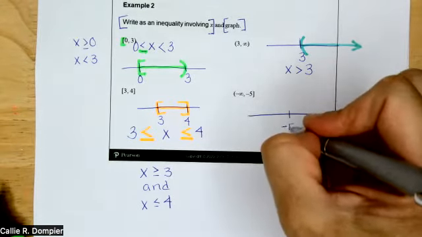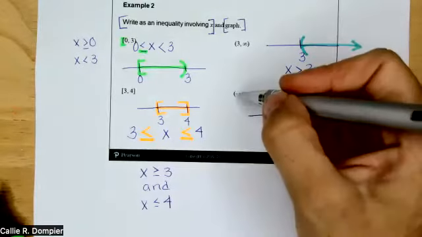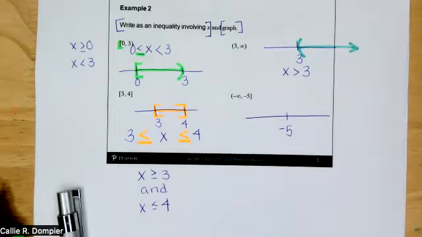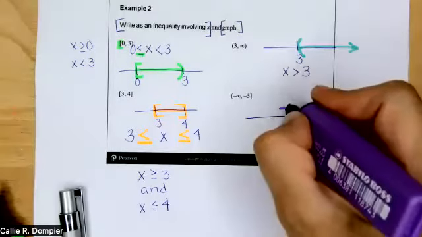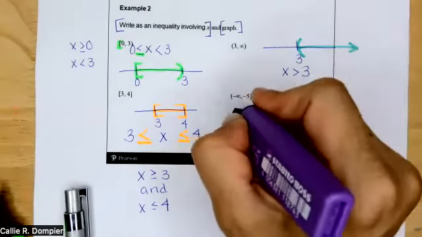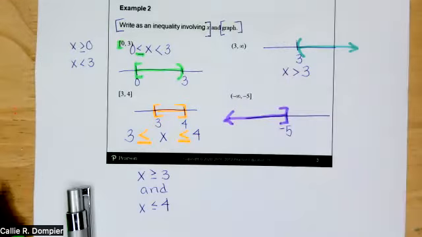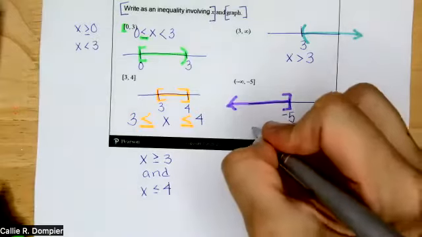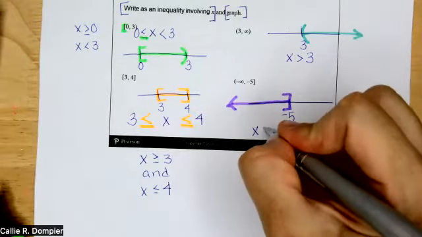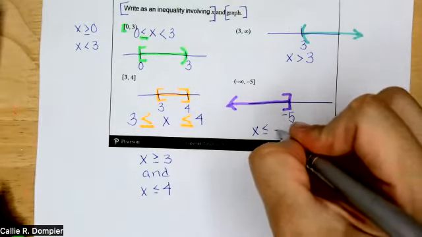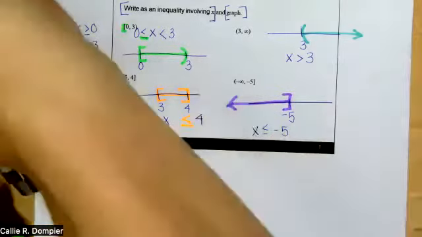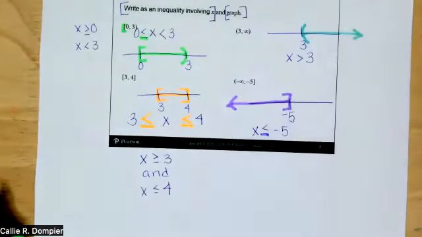Here we're at -5. From negative infinity to -5 and including -5. So I'm going to do a bracket. Negative infinity is the arrow to the left. So x is less than -5, right? But because there's a bracket, it's less than or equal to -5.